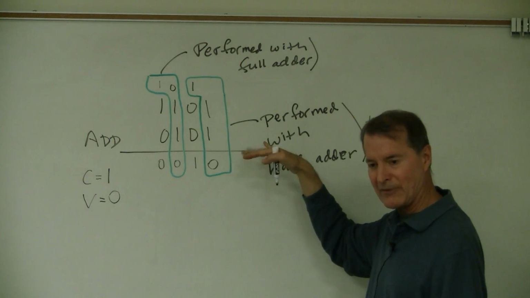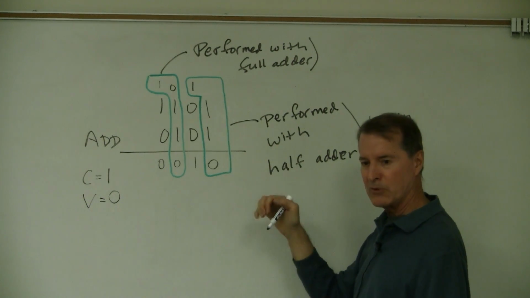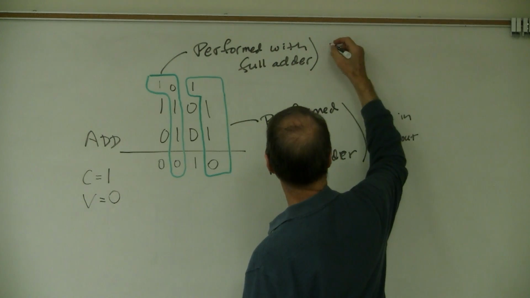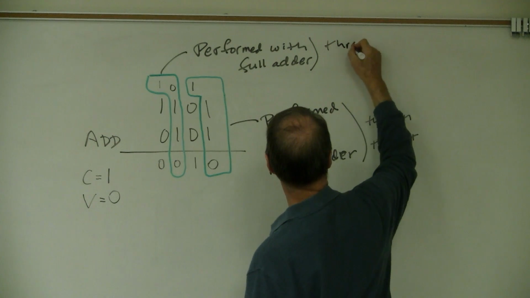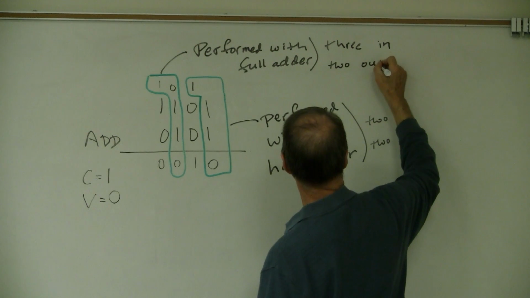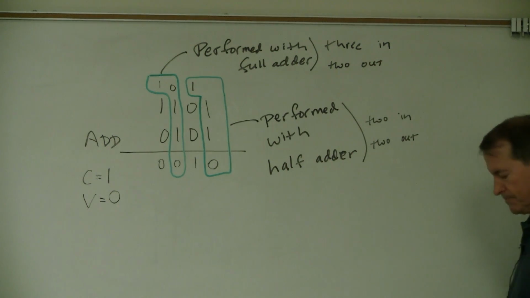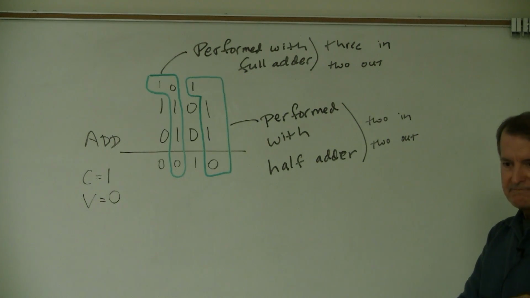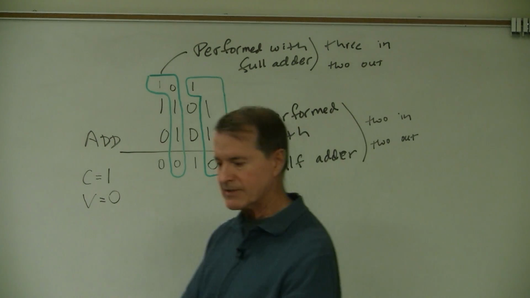But we know what those should be, right? From our rules with addition. So this is 3 in, 2 out. Are you with me? All right, you guys.